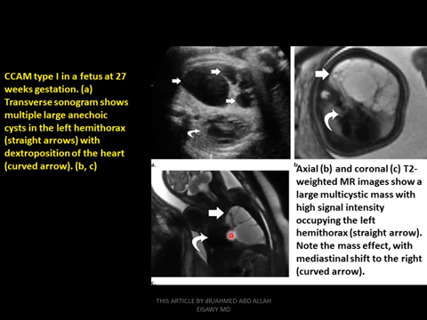This is the heart with multiple large cysts, in axial T2 and coronal T2 weighted images. Large multicystic mass with high signal intensity occupying the left hemithorax. Note the mass effect with mediastinal shift to the right side.